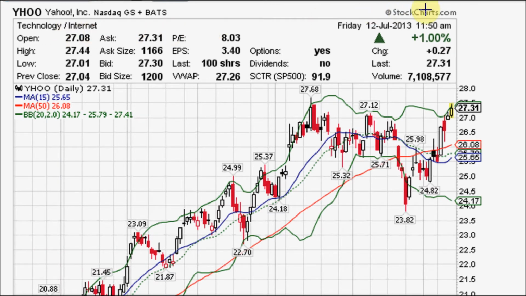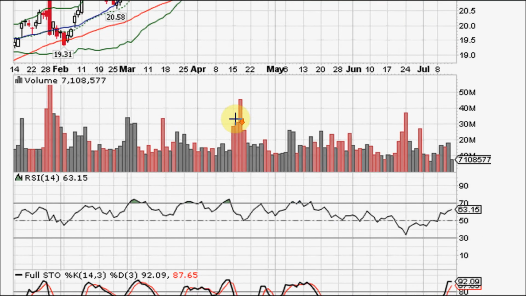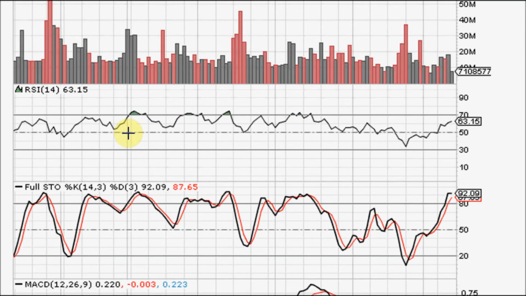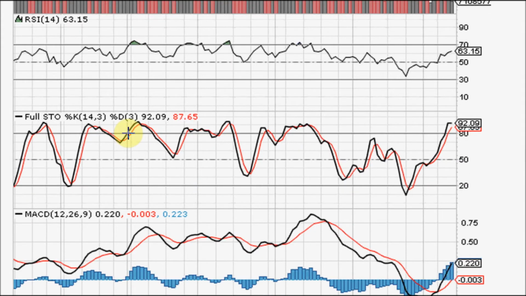You have the ticker, the date, the full quote, much more information than the one-liner. Okay, you have 2 moving averages and Bollinger Bands, or parabolic SAR. Scrolling down, volume is separate. Then you get into what I call the strength indicators, which are the RSI, full stochastics, and MACD.